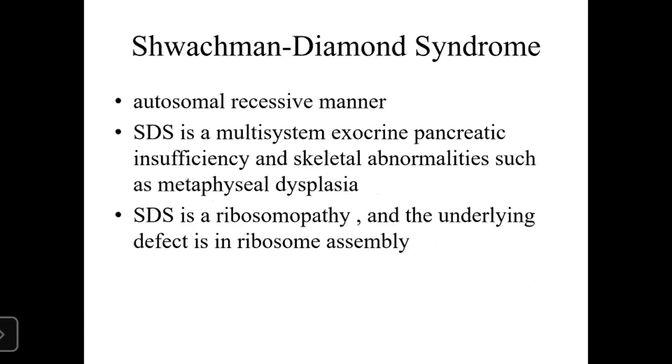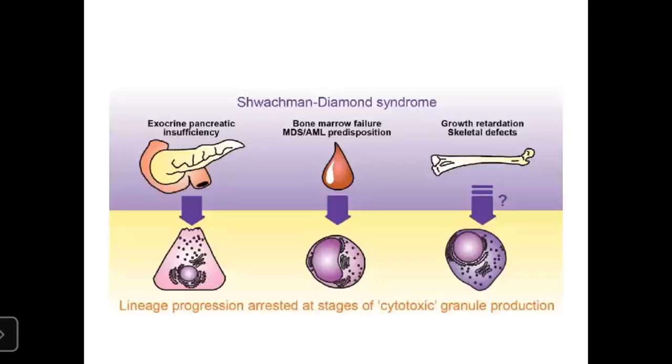Now next is Shwachman-Diamond syndrome, which is autosomal recessive. It is also associated with multi-system involvement: exocrine pancreatic insufficiency and skeletal abnormalities such as metaphyseal dysplasia. Shwachman-Diamond syndrome is a ribosomopathy, and there is an underlying defect in ribosome assembly. This is the figure showing Shwachman-Diamond syndrome. There is exocrine pancreatic insufficiency, bone marrow failure, and growth retardation with skeletal defects.